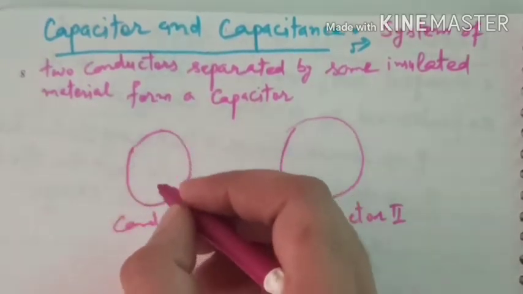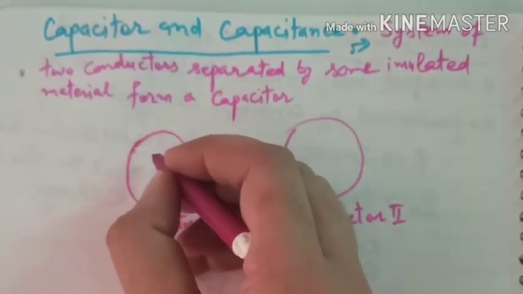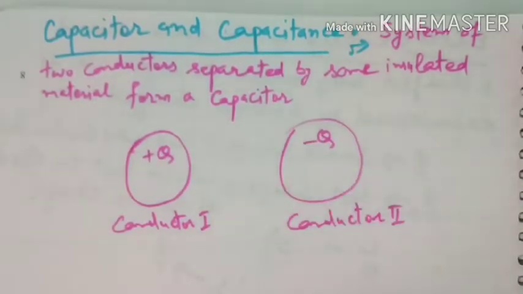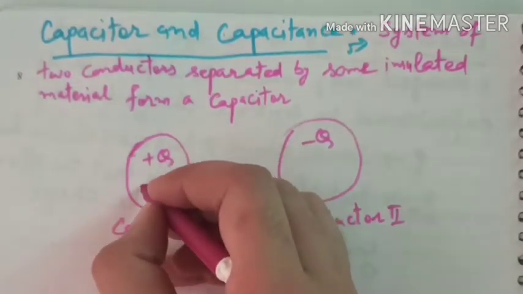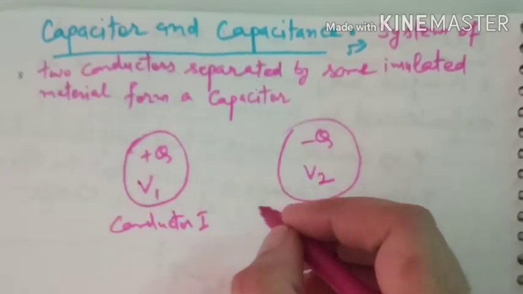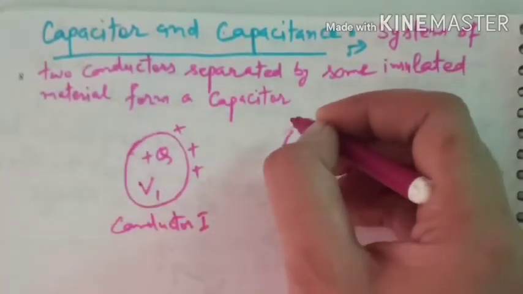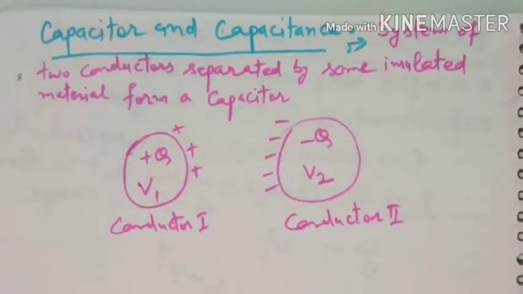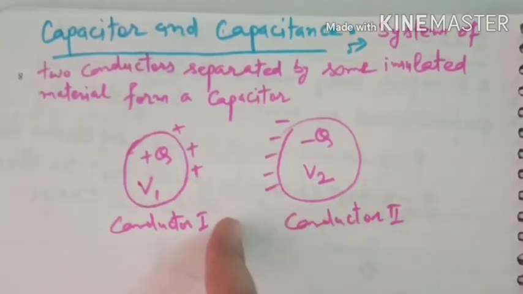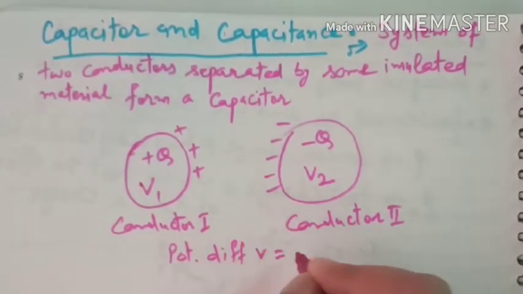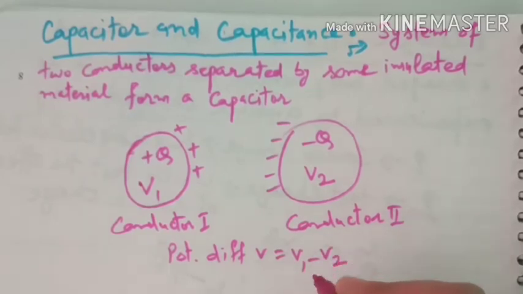On the first conductor, here is positive Q charge, here is an equal amount of negative Q charge. The potential of this first conductor is V1 and the potential of the second is V2. Here is a positive charge, here is a negative charge. These two conductors are separated by insulating material to form a capacitor. The potential difference between these two conductors is V, equal to V1 minus V2.